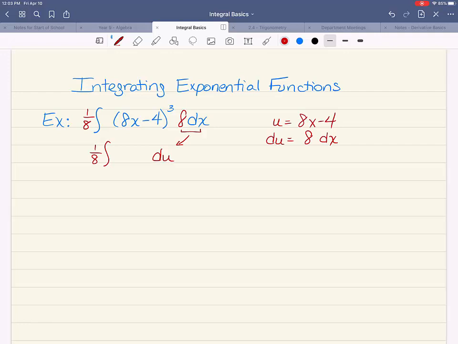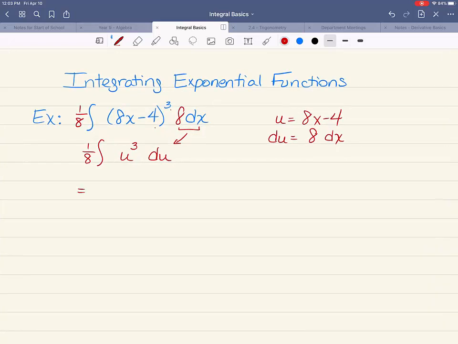Now we look at what's left. What's left is what we called u raised to the power of 3. So we change that to u to the third power. And now our integral has transformed from an integral in terms of x, to a u integral. Now the next step is to go ahead and integrate this, to use the power rule to take this thing out of the integral symbol.